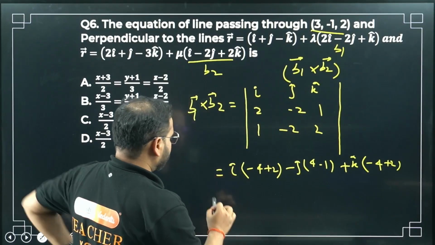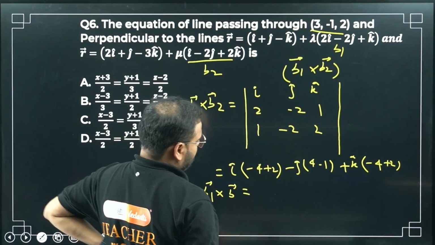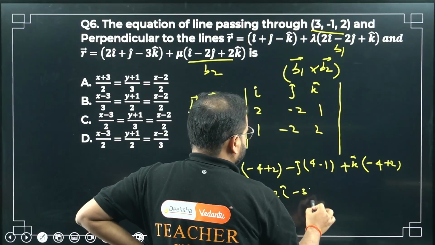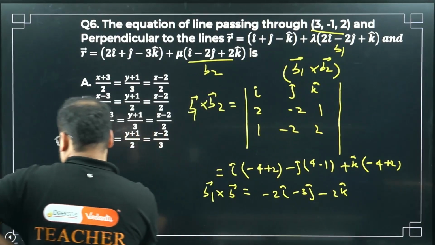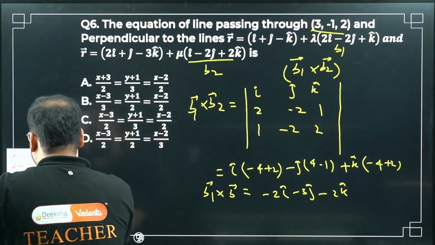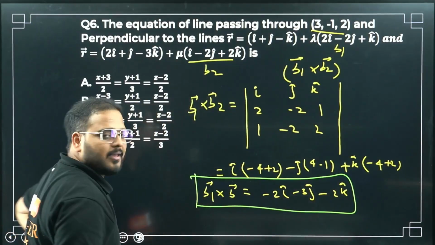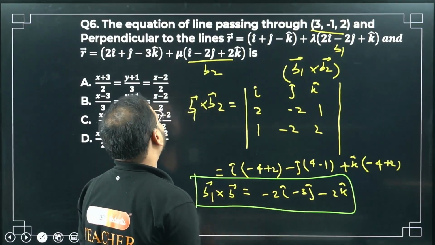What am I getting the vector b1 cross b2 as? b1 cross b2 vector is coming equals to what? Please check. Minus 2 i cap, minus 3 j cap, and minus 2 k cap. I hope that I have not made any mistake in the calculation. Again, please cross check, please verify. Minus 2 i cap, minus 2 j cap, minus 3 k cap. I can write directly from here.